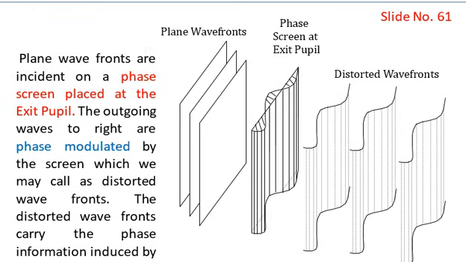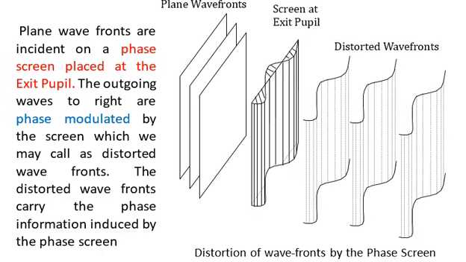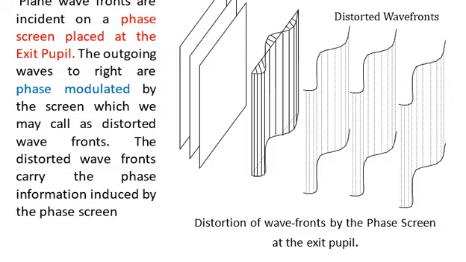So let's read the statements. Plane wavefronts are incident on a phase screen placed at the exit pupil. The outgoing waves to the right are phase modulated by the screen, which we may call as distorted wavefronts. The distorted wavefronts carry phase information induced by the phase screen.